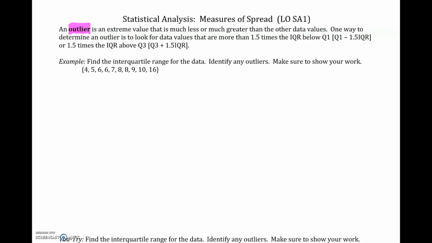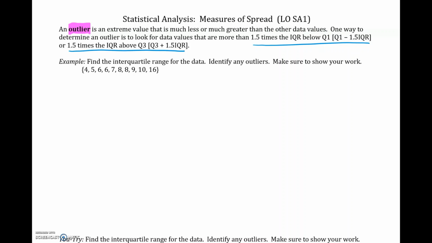So one way we can determine the outlier is to basically do this calculation. We're going to look at 1.5 times the IQR, and we're either going to go below or we're going to go above. And that'll tell us super small points or super big points compared to the rest of our data, and then we'll identify those as outliers.